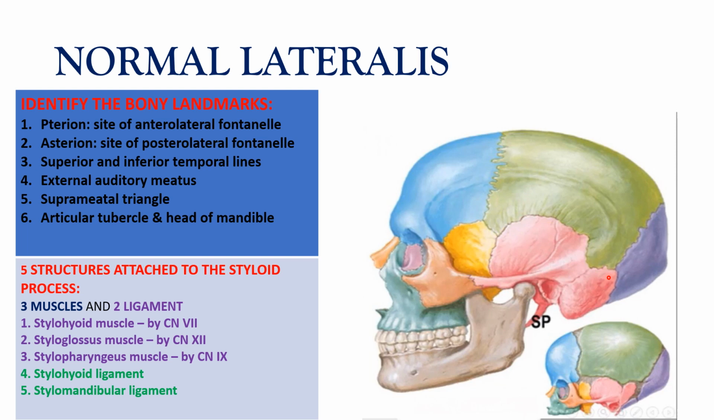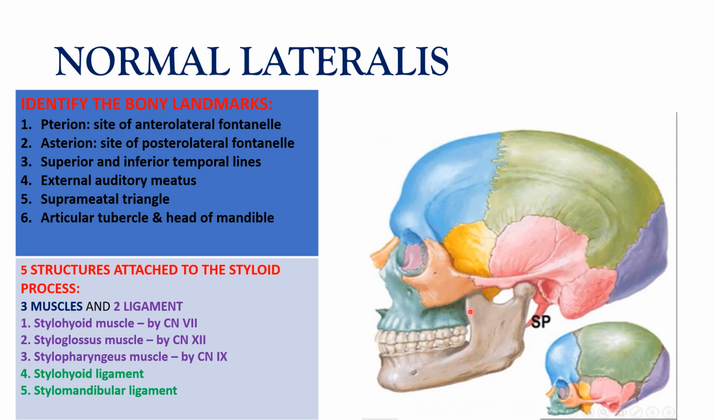Then we looked at the superior and the inferior temporal lines. So this is the superior temporal line, this is the inferior temporal line. We said that the superior temporal line will continue as the supramastoid crest. Then we looked at the external auditory meatus. Then above the external auditory meatus is a triangle called the suprameatal triangle. We said clinically it forms the lateral border of the mastoid antrum. Then we looked at the articular tubercle, which prevents the head of the mandible from dislodging.